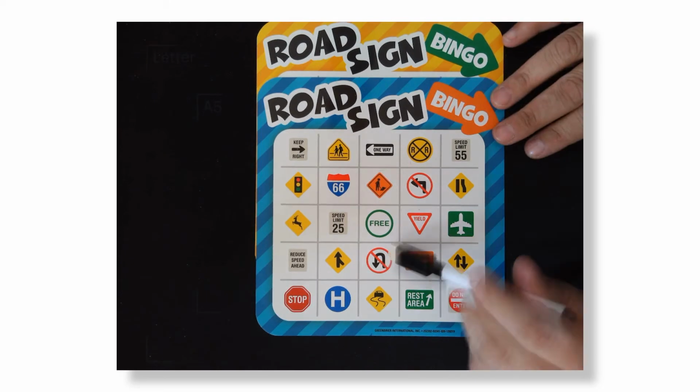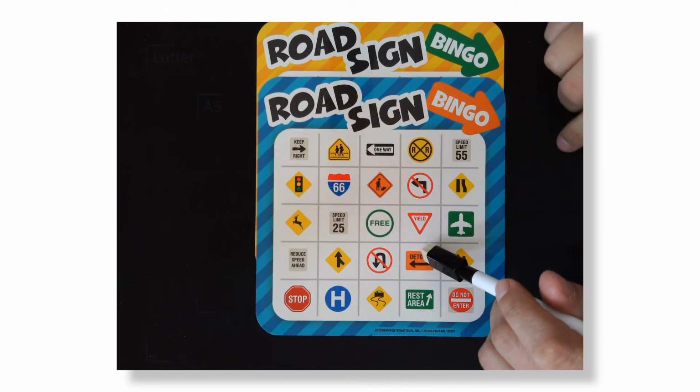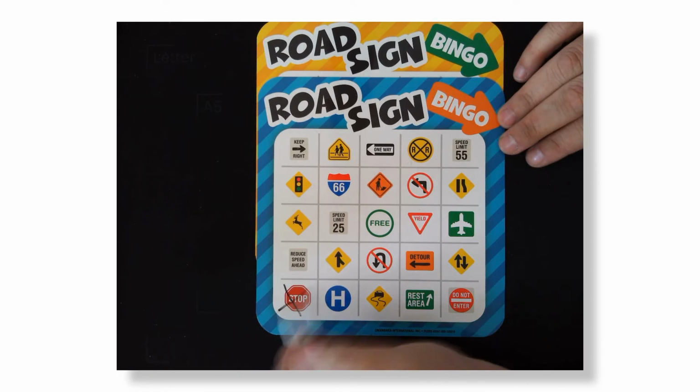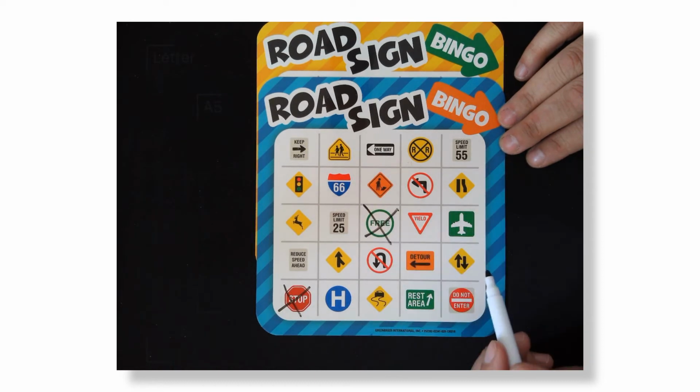You can make this in PowerPoint. You can make this in Excel. You can make this in Microsoft Word, right? So when we go out for a walk or we're driving around, we might look for these street signs. So there's always a stop sign, right? And we have them mark off the free, right?